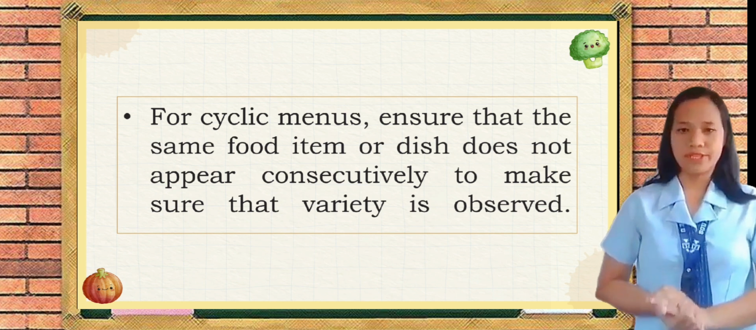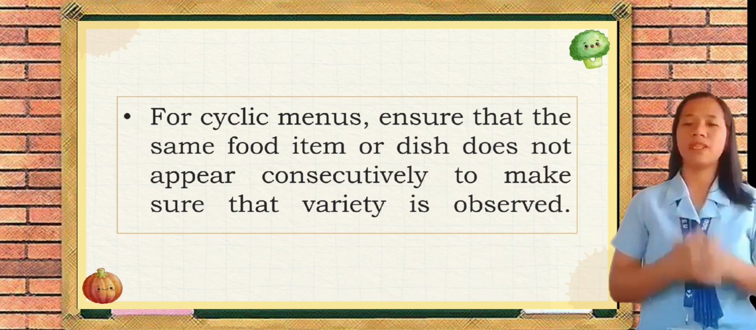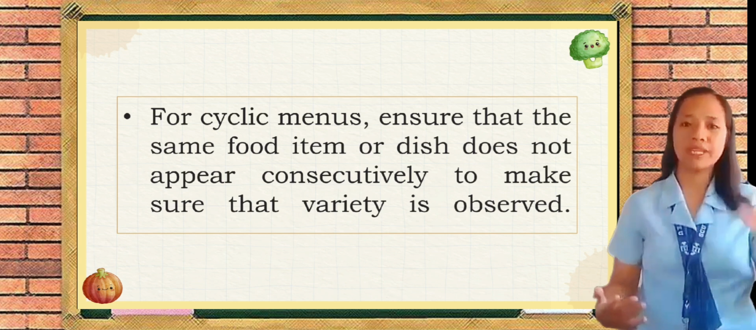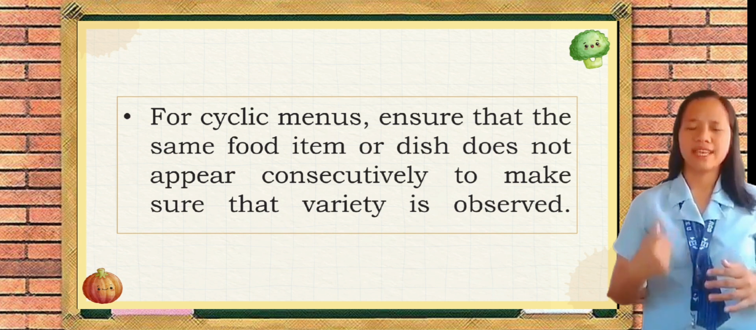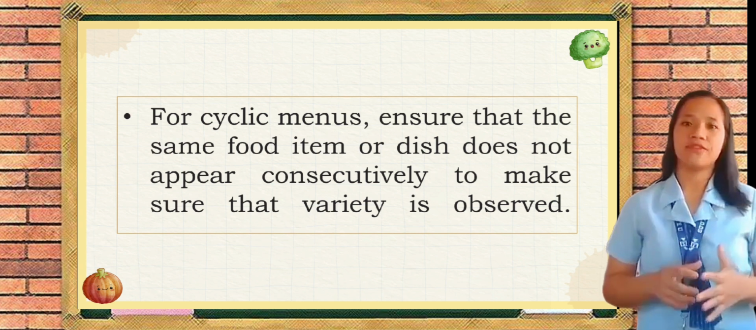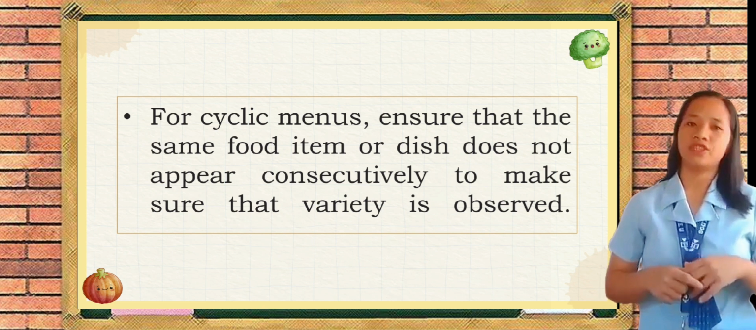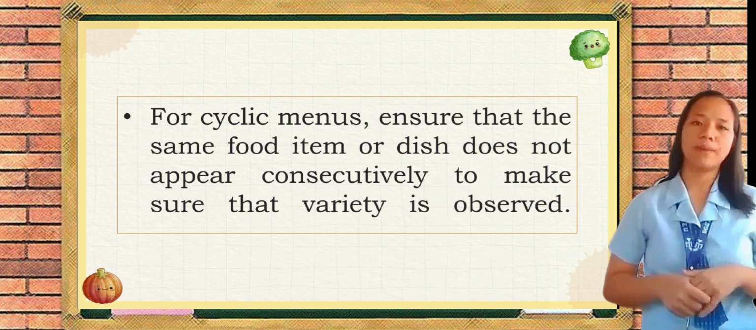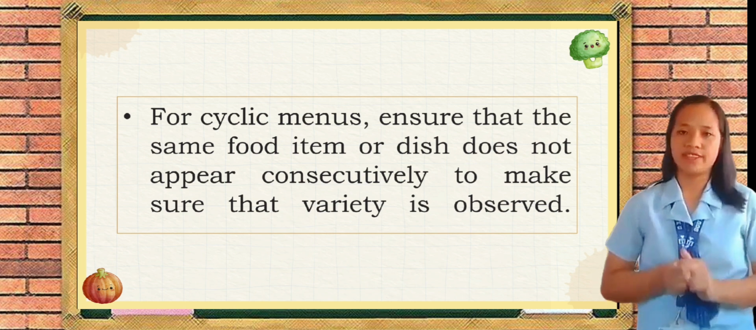So for an example of a cyclic menu, if you have a weekly menu cycle, ensure that if you serve lasagna or adobo on Monday, you don't repeat it on the following Monday. Instead, plan to include a different main dish, such as fried chicken or others, to offer variety and prevent repetition. This approach keeps customers excited about the menu and encourages them to return for different dining experiences.